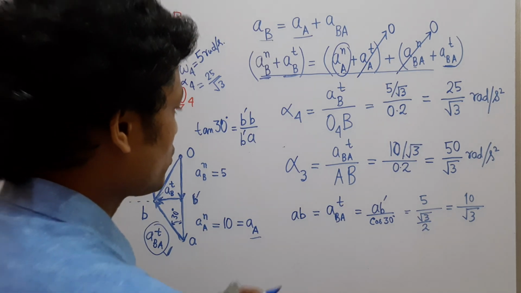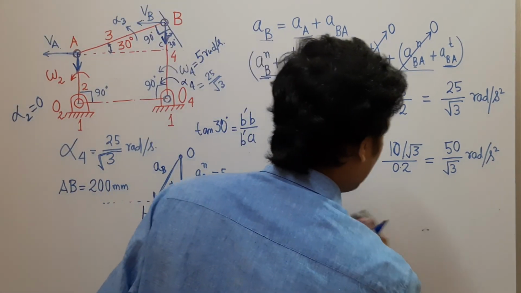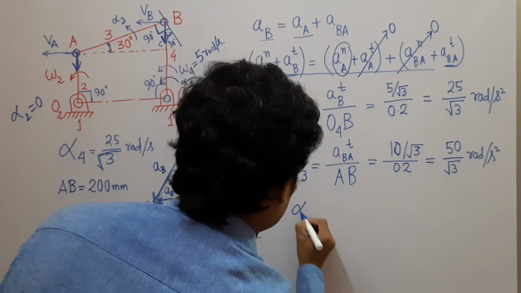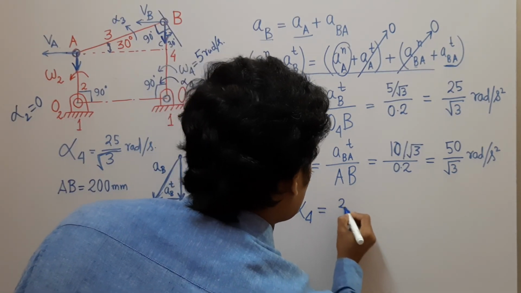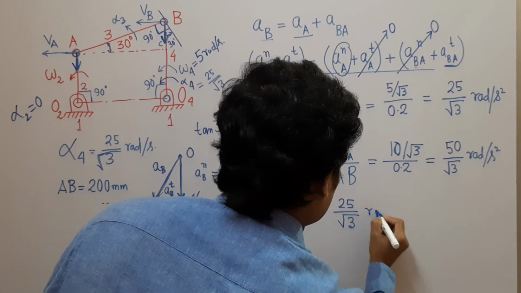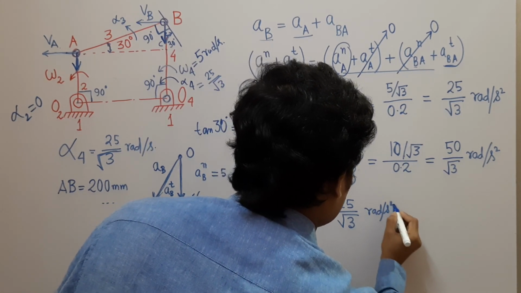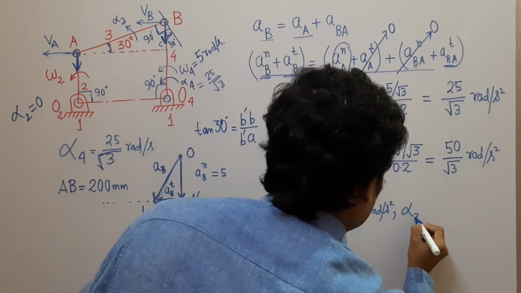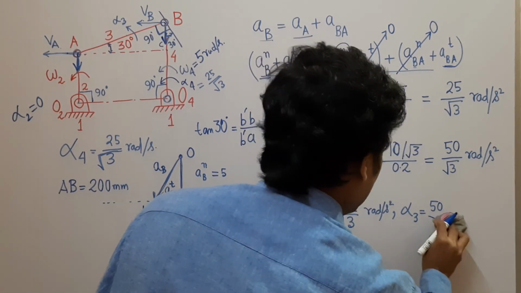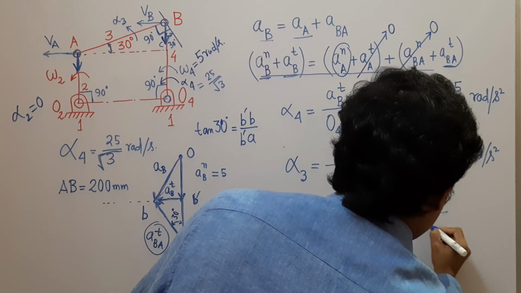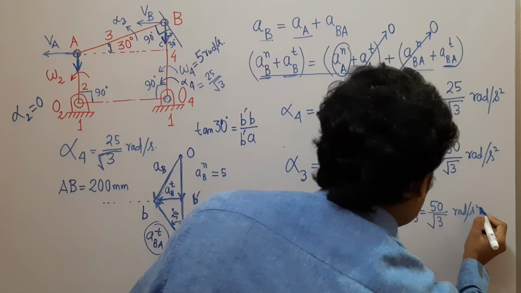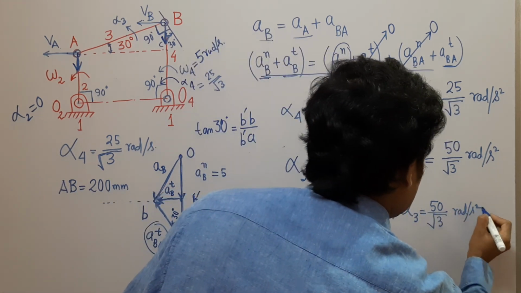So this is the process. This is a lengthy process to determine the angular accelerations. So alpha 4 becomes 25 by root 3 radian per second square, and alpha 3 becomes 50 by root 3 radian per second square. So this is the answer.